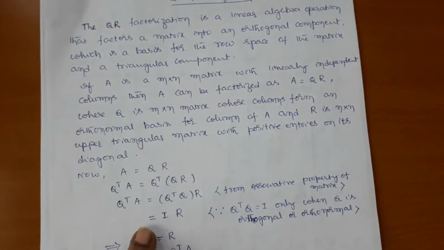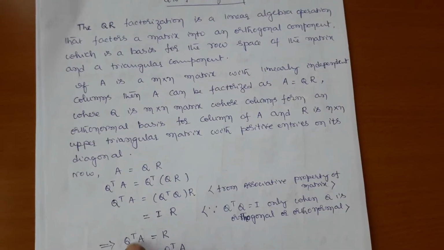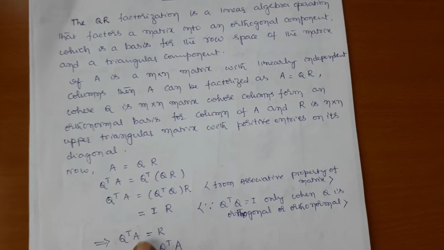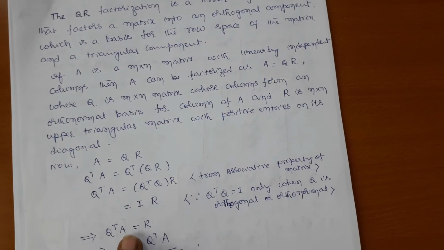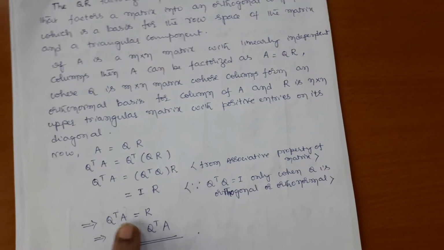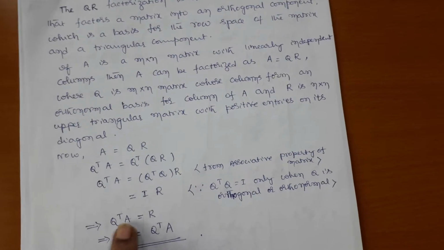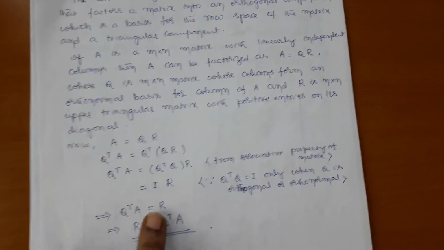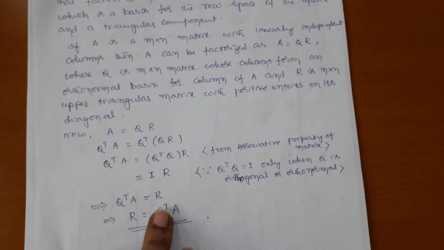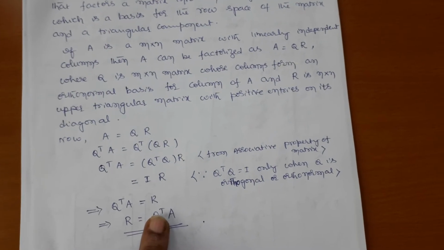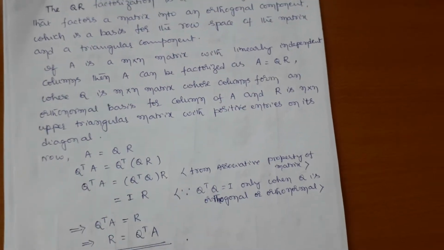Once you form Q, take the transpose of Q into A. But keep in mind, A into B is not equal to B into A. The commutative property does not hold under matrix multiplication. Always take A after Q transpose. You simplify that, and you are expecting R.